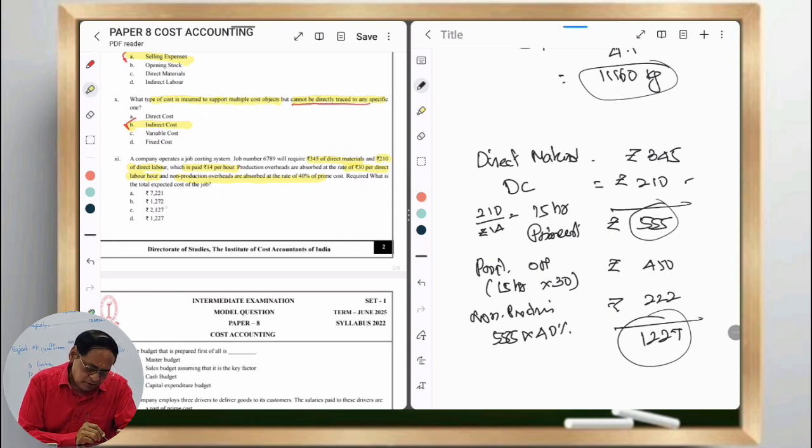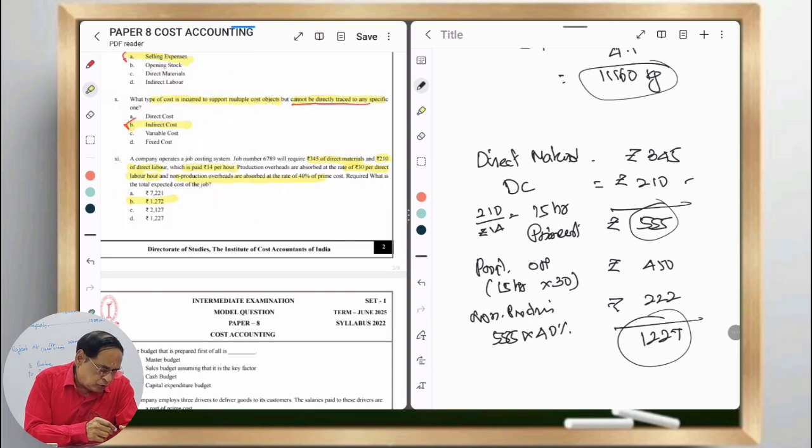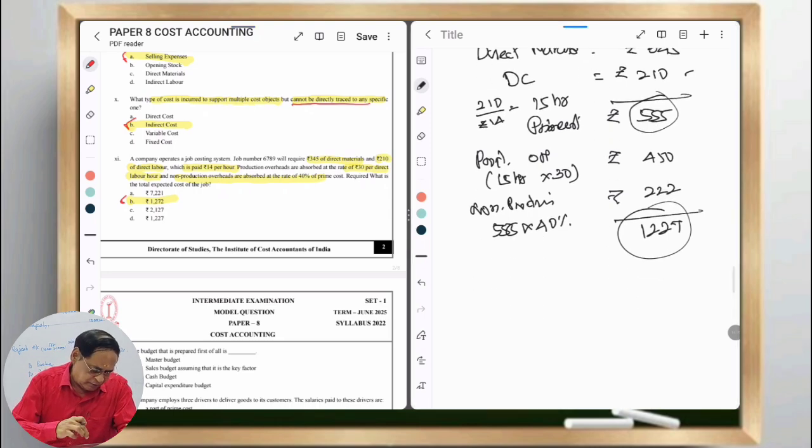7221, it's wrong. 1227, that is correct. So the answer B is a correct answer. Answer B is a correct answer. So make note of it. 1227. That is a correct answer. Please make note of it.